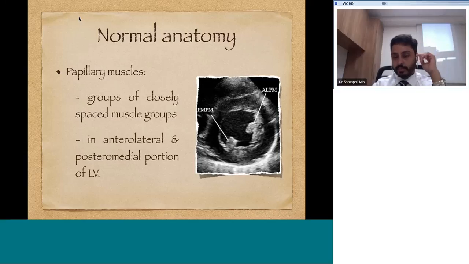The anterolateral papillary muscle has dual supply from the left main as well as from the left circumflex coronary artery, whereas the posteromedial papillary muscle has a single source of blood supply from the right coronary artery. As a result, the posteromedial papillary muscle is more prone to ischemic insults.